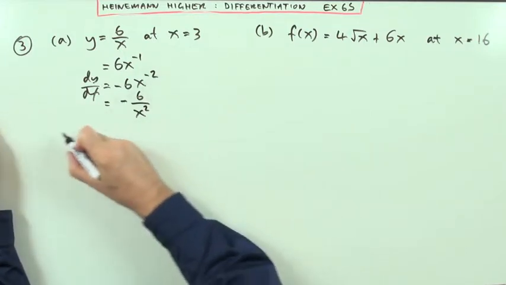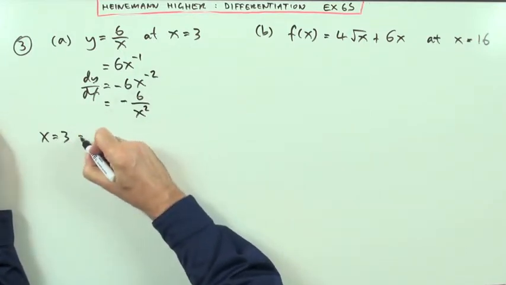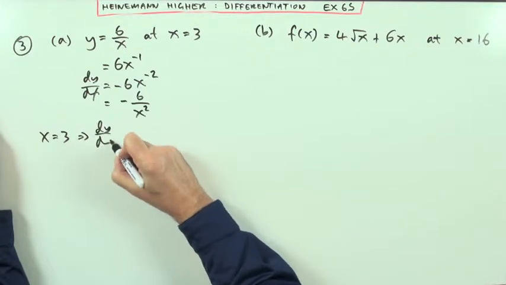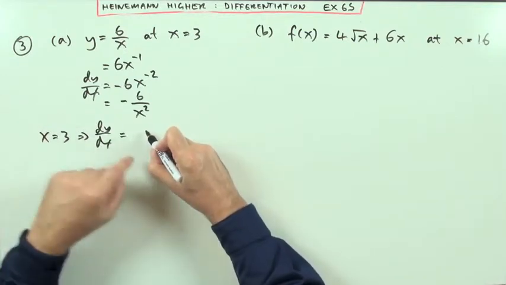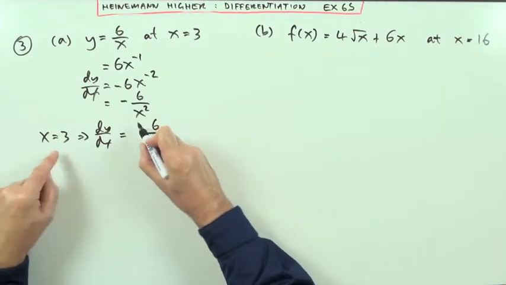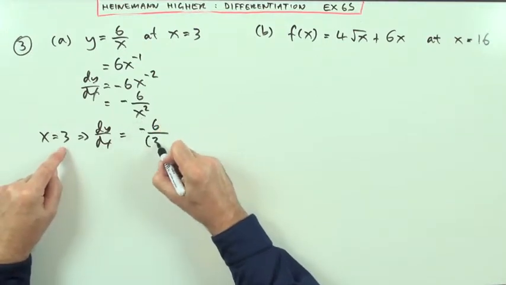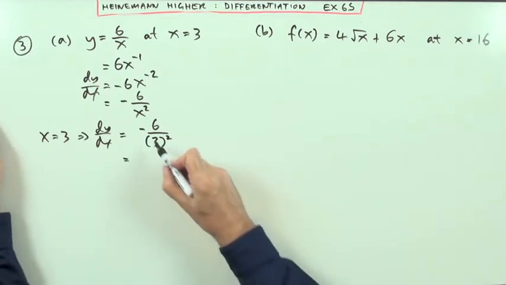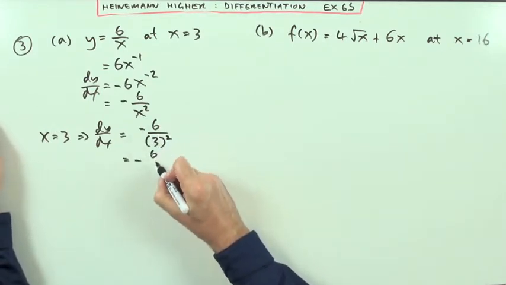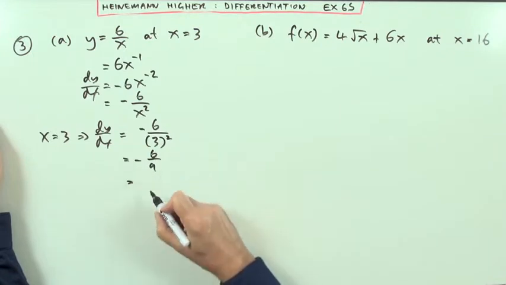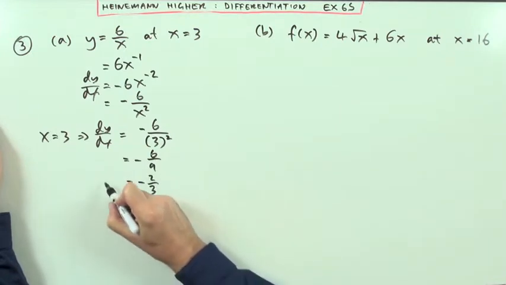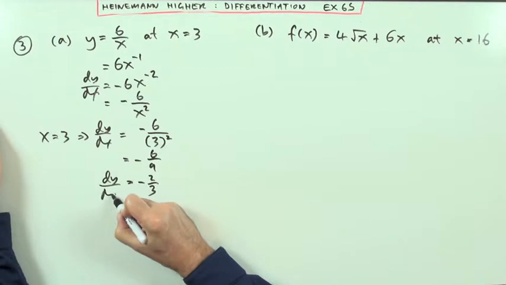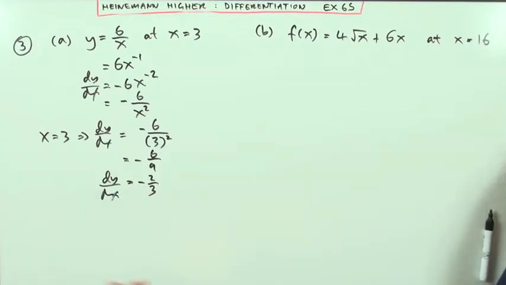So working out at x equals 3 simply means if x equals 3, then the derivative, which is the rate of change, would be negative 6 over, substituting that 3 in. I think I'll use a wee placeholder just to emphasise it. So I've got negative 6 upon 9. Cancelling it down, negative 2 upon 3. So the rate of change at x equals 3 is negative 2/3.